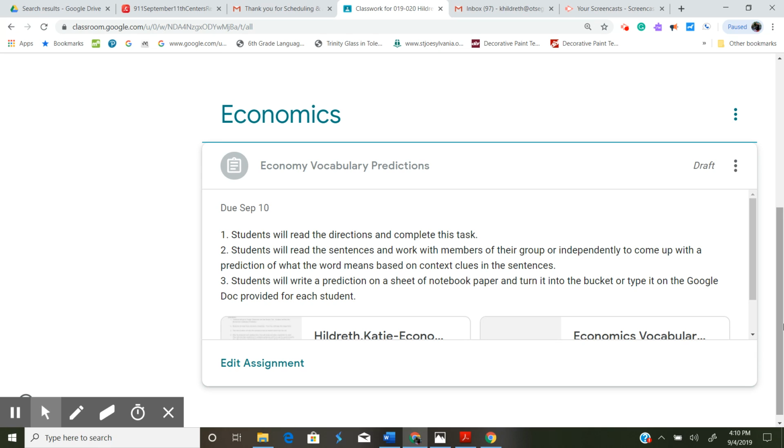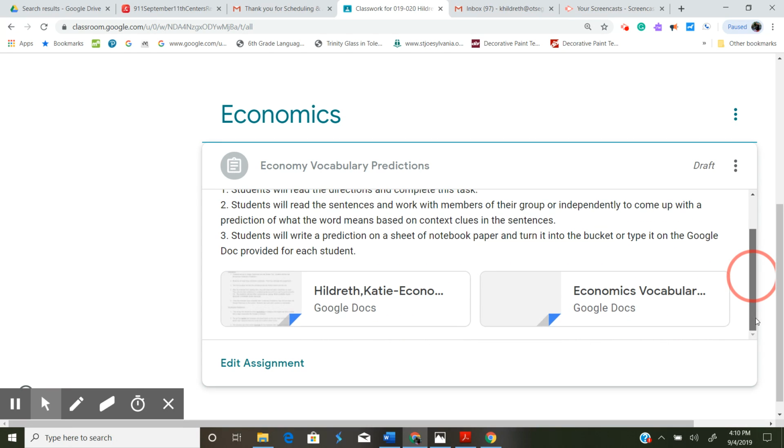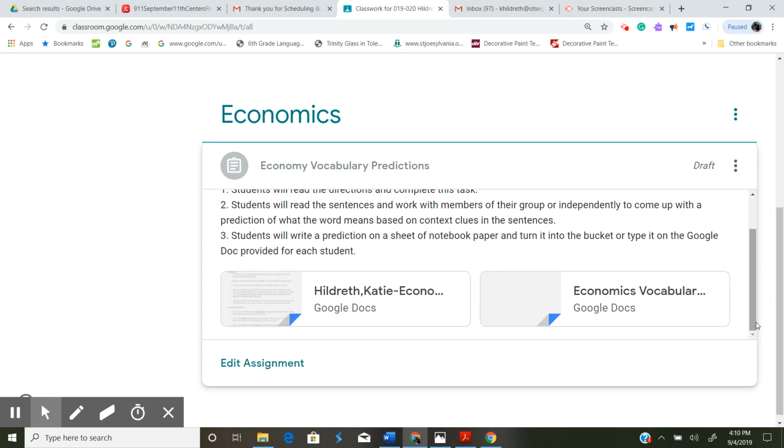As you can tell, I have directions on the assignment page, as well as a worksheet, and a Google Doc for you. Now, just a reminder, you don't have to do everything digitally. I know some teachers say you have to turn in everything digitally. I'm okay with you writing it on a sheet of notebook paper. So let me go through the directions.